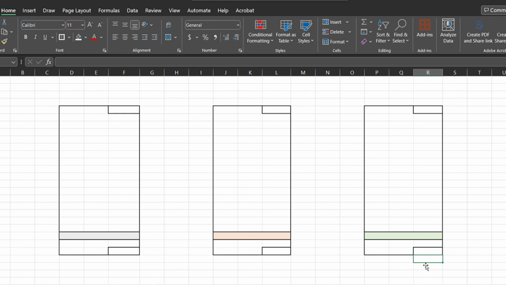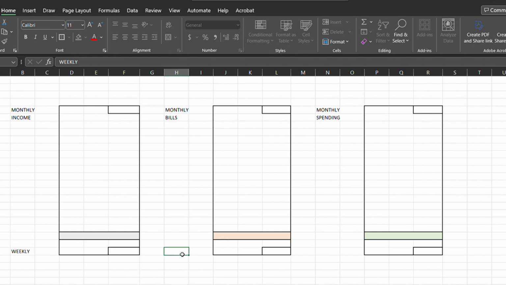Okay. And right here, I'm going to put monthly income, monthly bills, and this one I'm going to put monthly spending. All right, right here I'm going to put weekly, here I'm going to put weekly, here I'm going to put weekly. Now you can be as creative as you want. This is just my example.